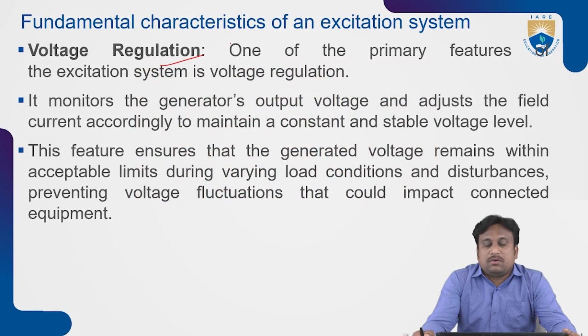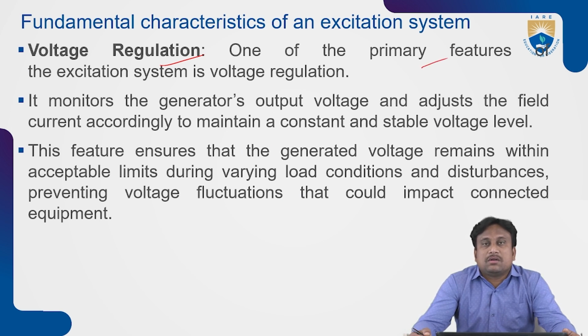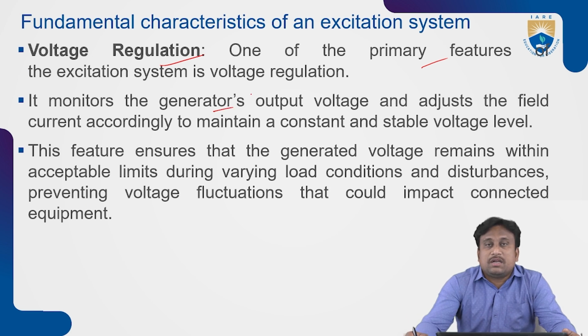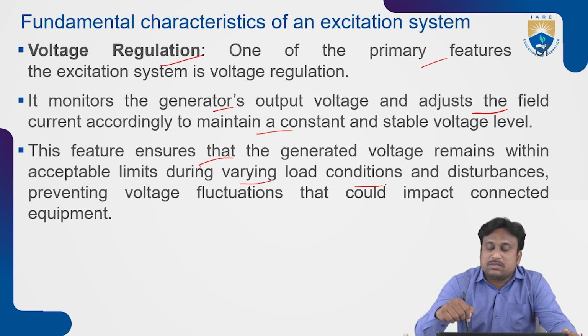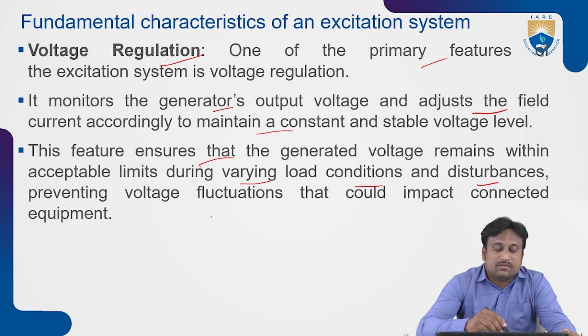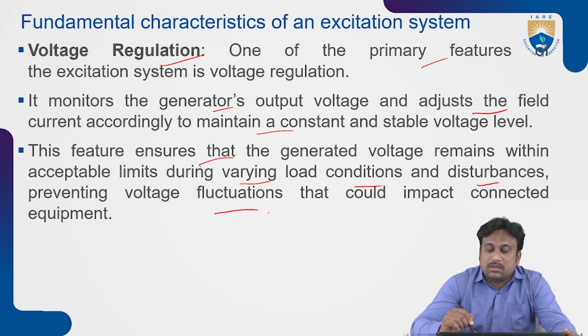Voltage regulation. What does voltage regulation mean? Controlling the voltage, or maintaining the output voltage. One of the primary features of the excitation system is voltage regulation. It monitors the generator output voltage and adjusts the field current to maintain a constant and stable voltage level. This ensures that the generated voltage remains within acceptable limits during varying load conditions and disturbances, preventing voltage fluctuations that could impact connected equipment.